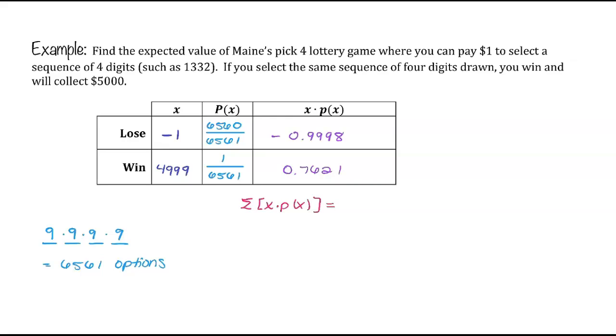And we find that what we should expect when we play this game is to lose on average 24 cents. We are viewing this game from the lens of the player. Think about viewing this game from the other side. If every player on average is losing 24 cents, then for every person that plays, Maine's Pick 4 lottery is gaining on average 24 cents. Multiplying that by millions of players, I think they're doing okay.